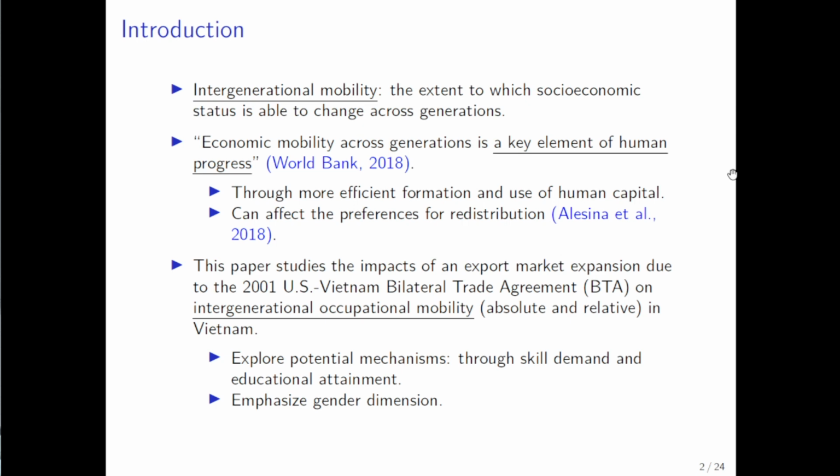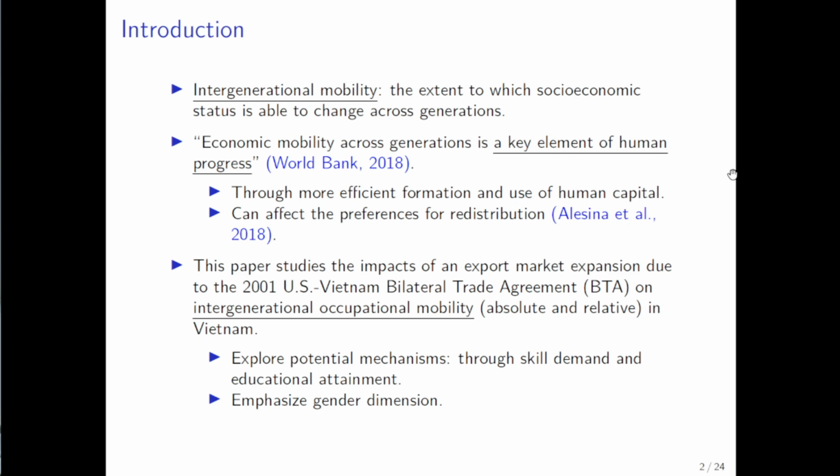So this paper is about the impact of trade on intergenerational mobility, which basically means the extent to which socioeconomic status is able to change across generations. If there are barriers to that, there's lower mobility. If the barriers are lower, there's higher mobility.